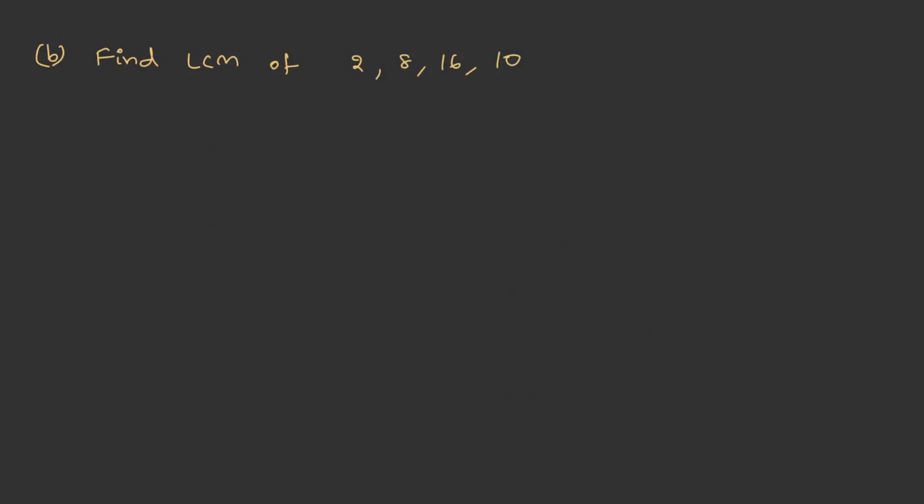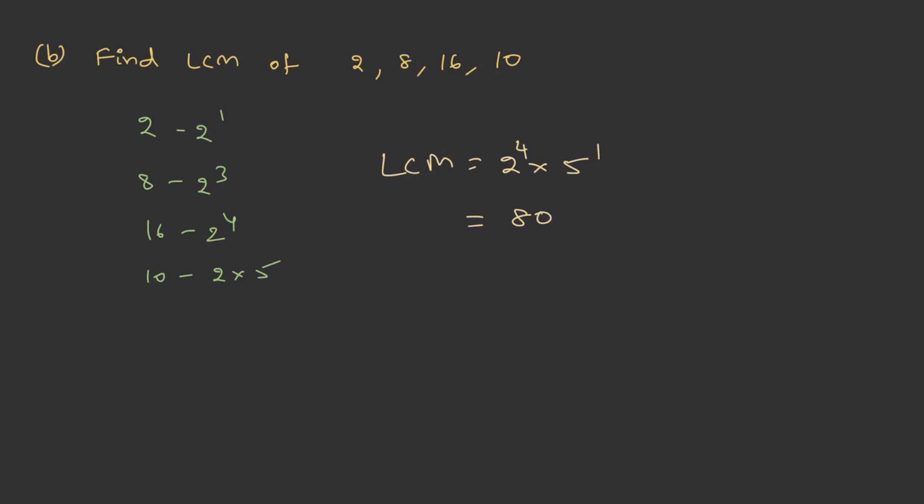Let's do one more. LCM of 2, 8, 16 and 10. So 2 is 2 power 1, 8 is 2 power 3, 16 is 2 power 4 and 10 is 2 into 5. So LCM will be, here we have only 2 factors, 2 and 5. The highest power of 2 is 4 and the highest power of 5 is 1. So this is 80. That's how we calculate the LCM.